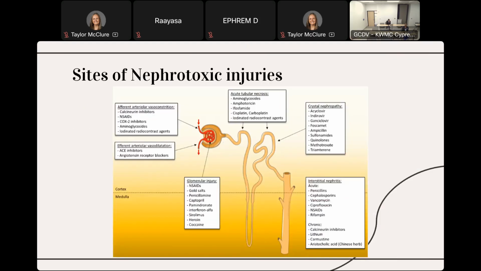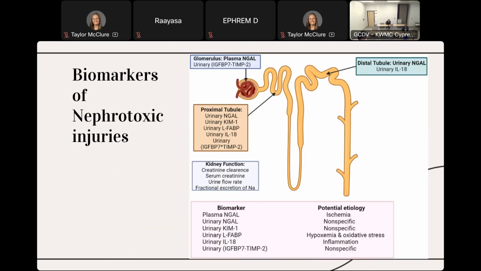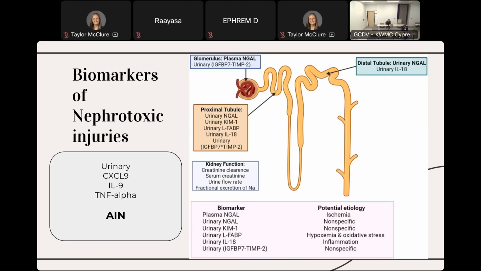And maybe at some point we will have particular testing panels where we can actually determine the site of the injury and differentiate these nephrotoxins. So for example, we know at this point in time, and this can be a board question, increasing urinary CXCL9, interleukin 9, and tumor necrosis factor alpha. When you see these three together, that is a very high probability for interstitial nephritis. So over a period of time, with all of these different biomarkers, hopefully we will have separate panels for proximal tubular injury, for glomerular injury, and injuries that we can determine even before the GFR or the creatinine is affected.